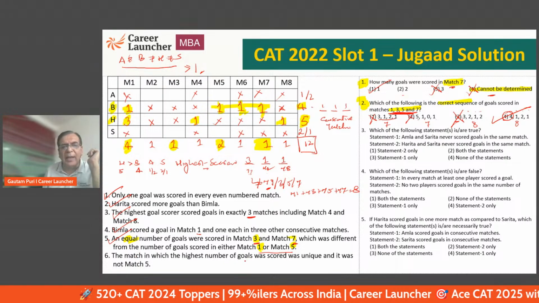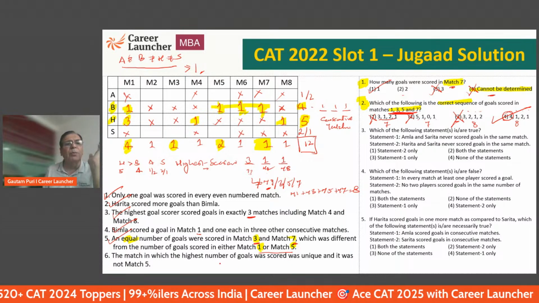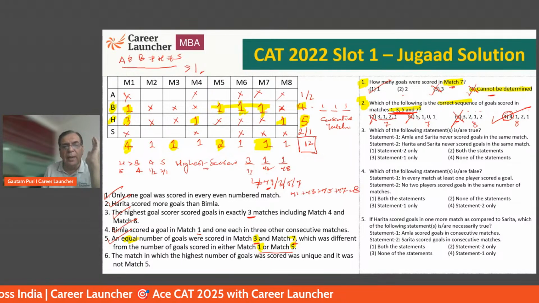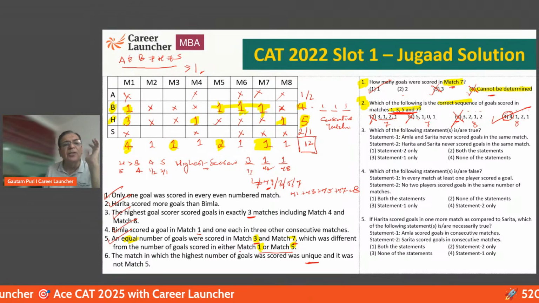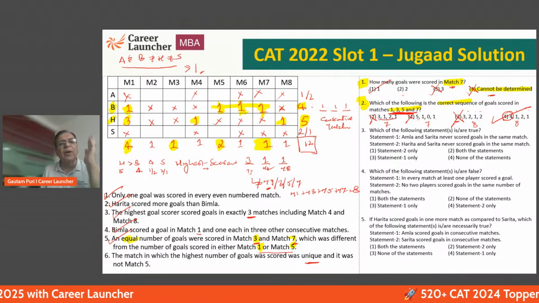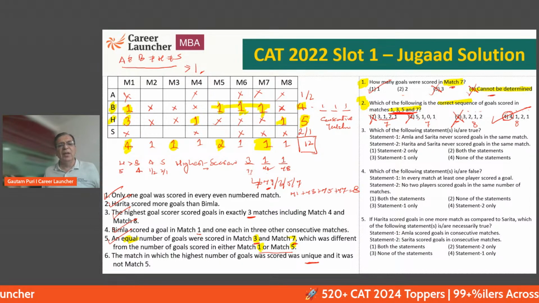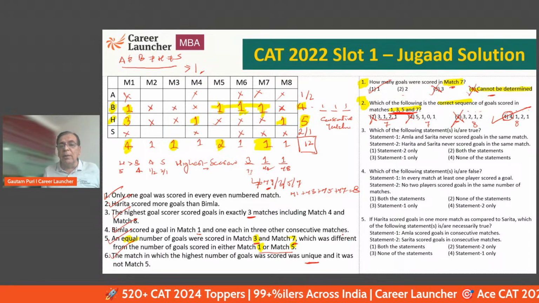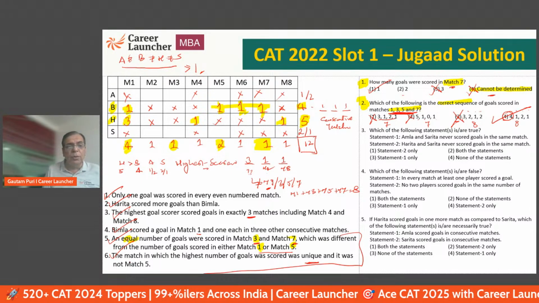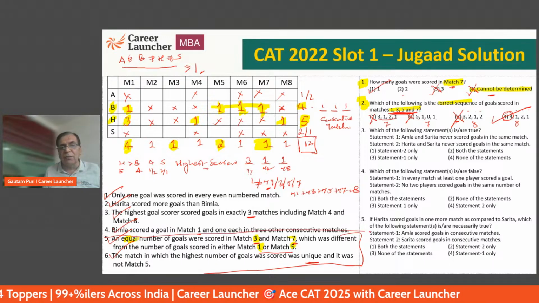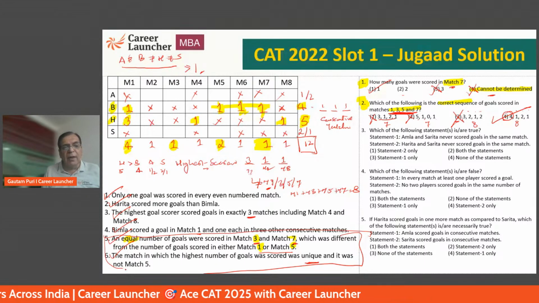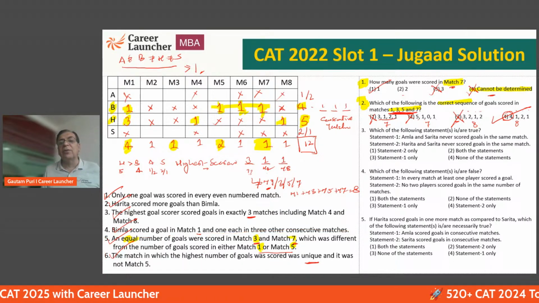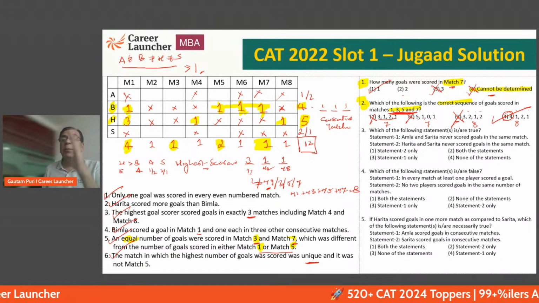The match with the highest number of goals scored was unique and it was not match 5. The highest number of goals have been scored in match 1 as per us. It is unique. Yes, this is the only match in which 4 goals have been scored. It is not match 5. Everything has been satisfied. You will realize we did not need to use statements 5 and 6; without using them, we have been able to solve this data set. Because we used the choices, we did not have to make cases also. We are able to do it faster.